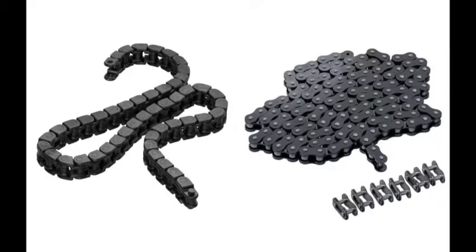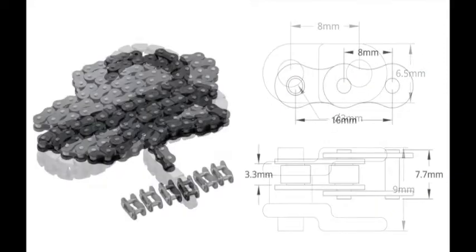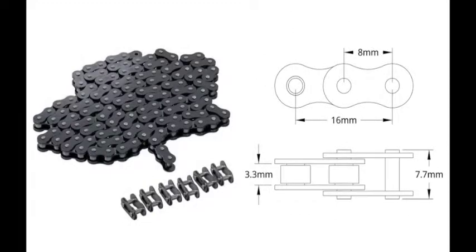Today we'll be talking about chain. Chain has several different uses. goBILDA sells two different types of chain, plastic and steel. Both have an 8mm pitch. Plastic chain is 9mm wide and steel is 7.7mm.